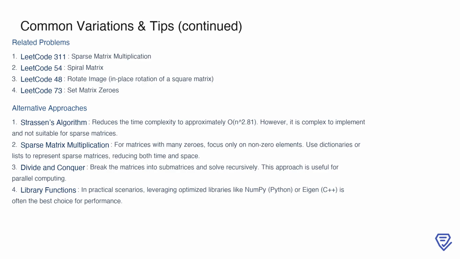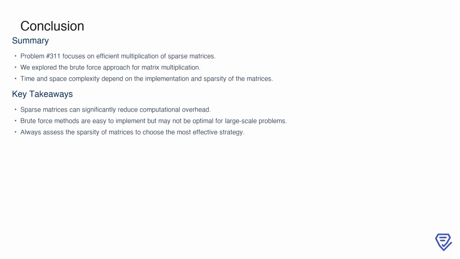Lastly, in real-world scenarios, leveraging optimized libraries like NumPy in Python or Eigen in C++ is often the most practical choice. These libraries are highly efficient and take care of the underlying complexities, allowing you to focus on the higher-level problem. Great job making it through. To sum up, we tackled problem number 311 and explored the brute force approach for sparse matrix multiplication. Remember, understanding sparsity is crucial for optimizing performance.